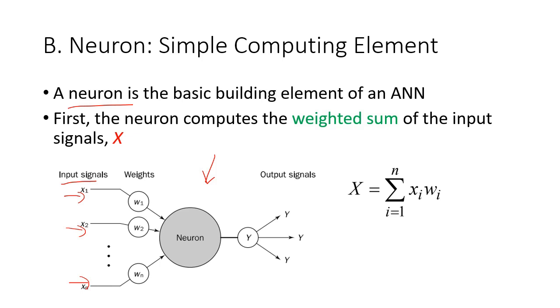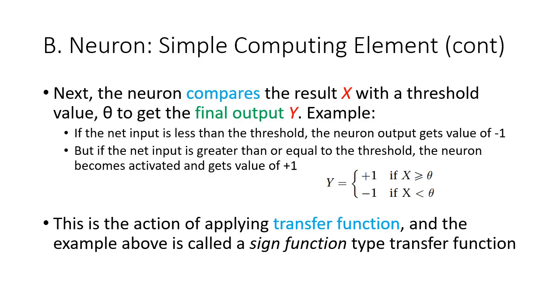These inputs will also have weights associated with them, and the neuron will first compute the weighted sum of the input signals. The weighted sum is the result of the summation of all inputs multiplied with their weights, and this weighted sum is represented as a capital letter X. Next, the neuron will compare the result of X with the threshold value theta to get the final output Y.